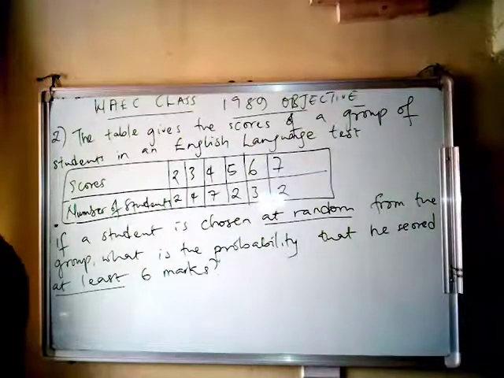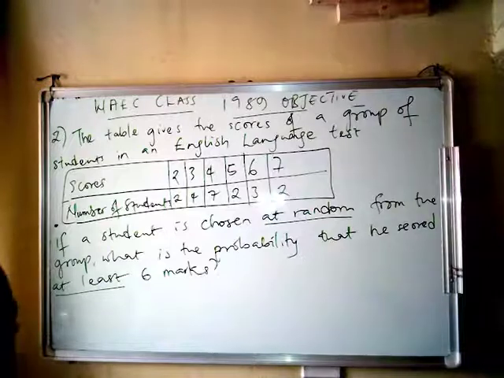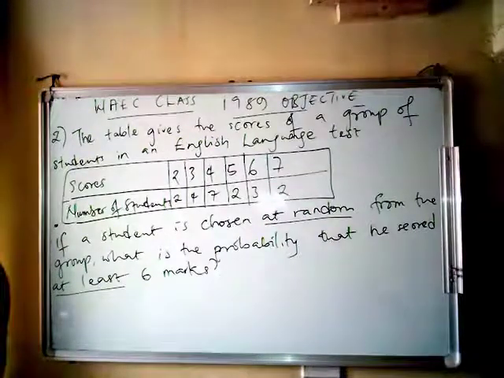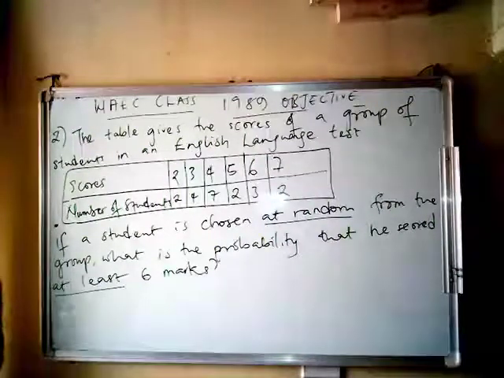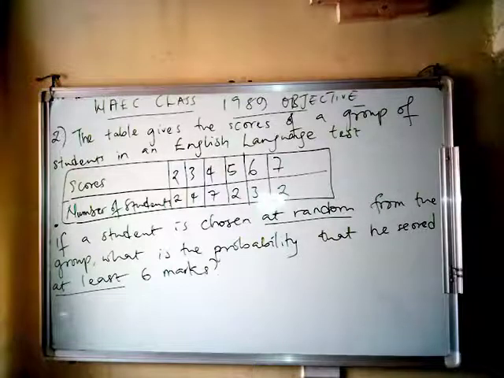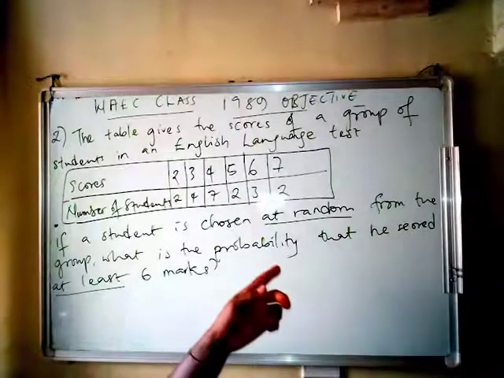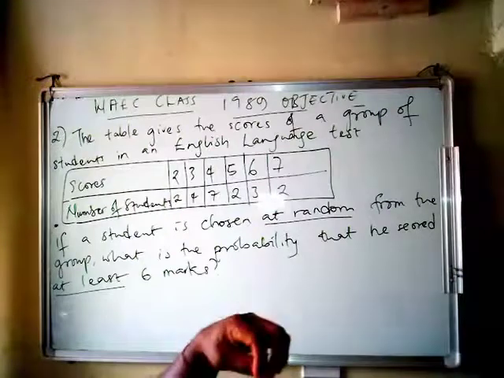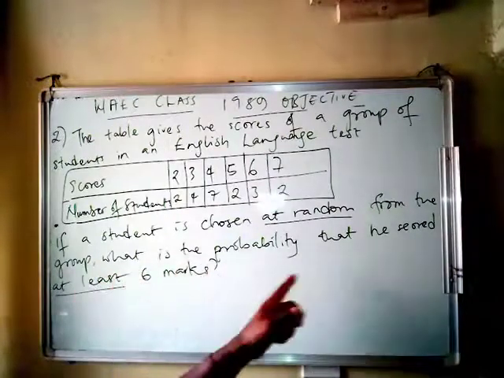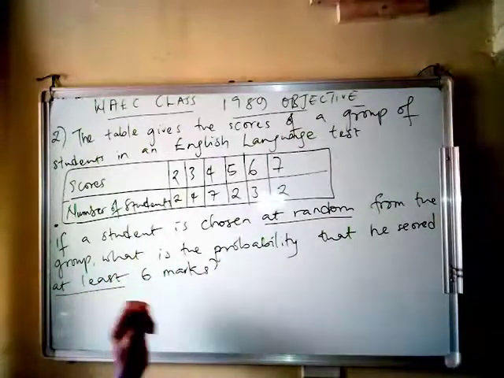So with your eyes closed and you are looking at the box, you won't know what you have picked. You are picking at random until you look at it. So that's what you have. That's the different thing here. At random. From the group, what is the probability that he scored at least 6 marks?